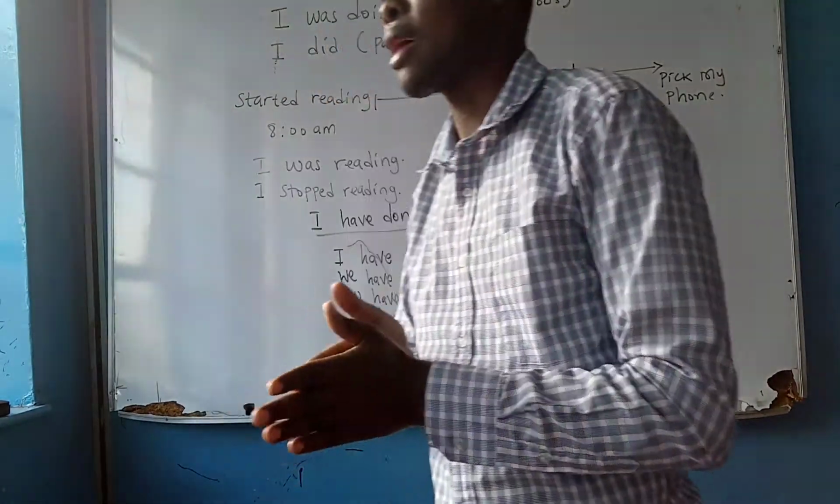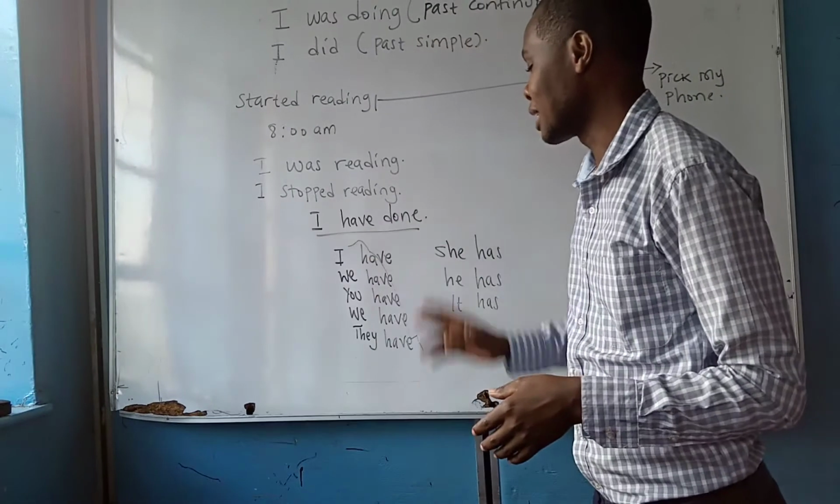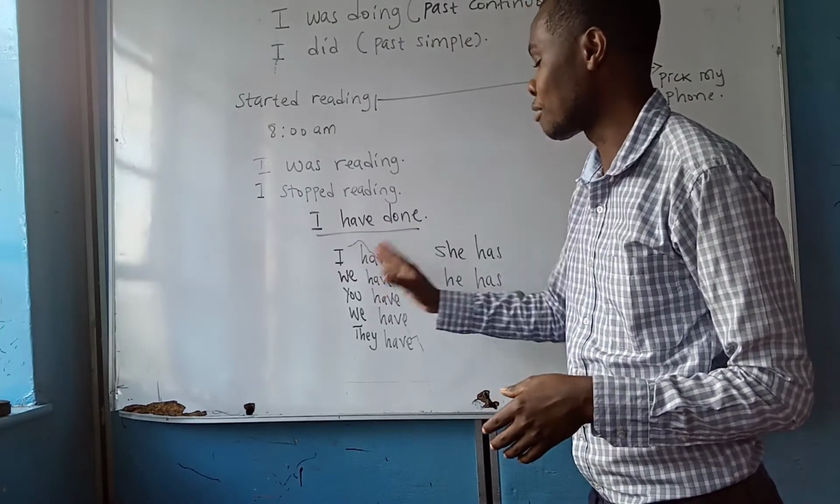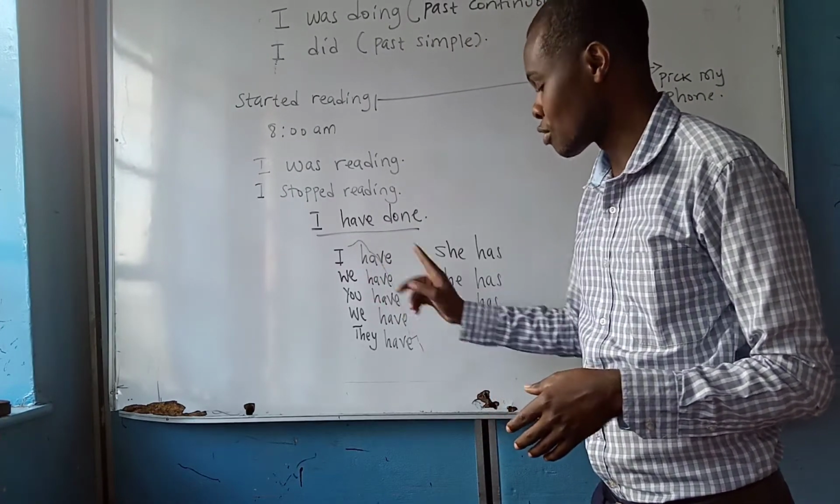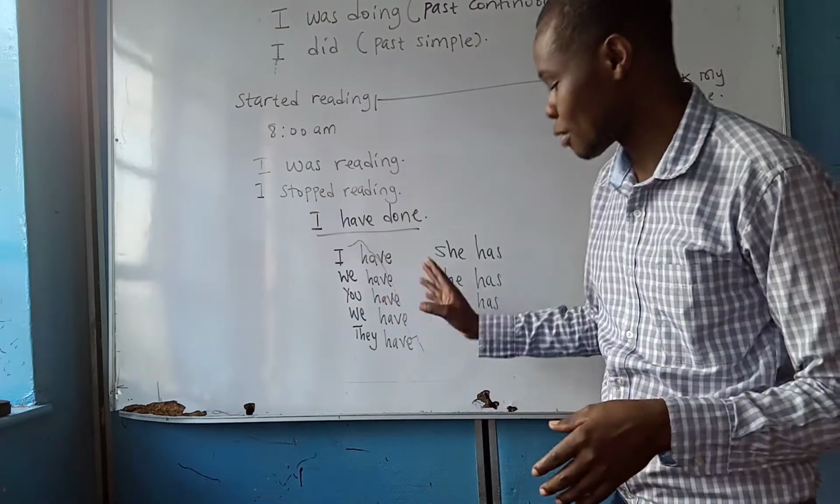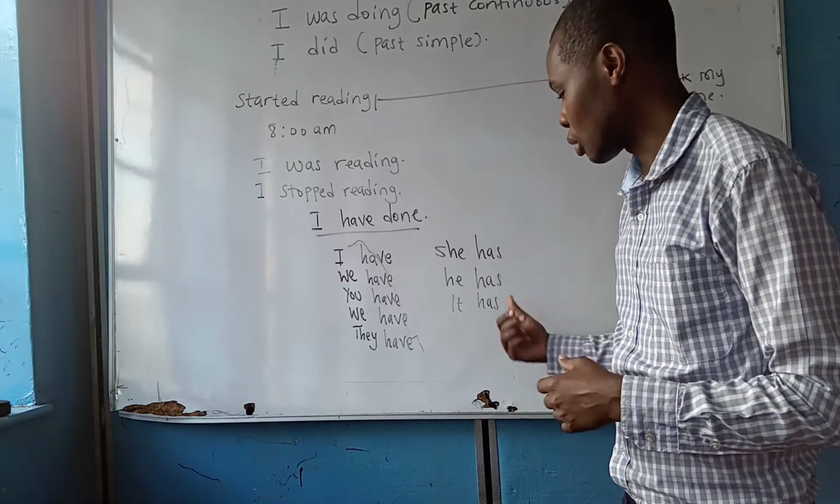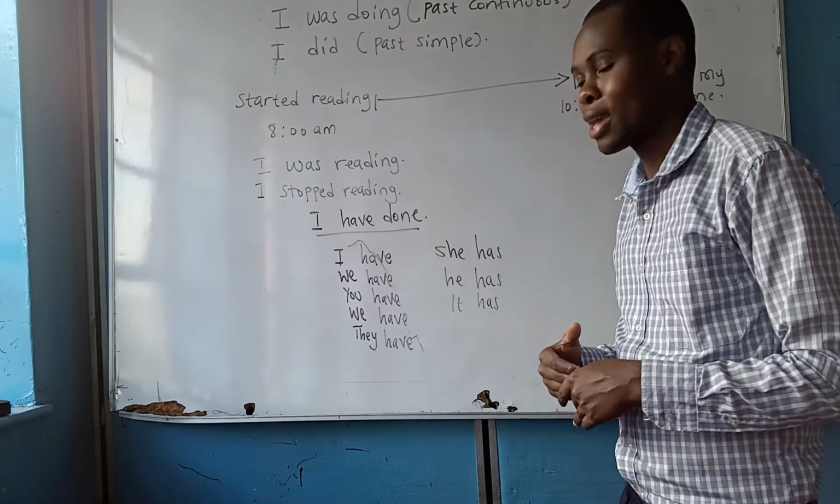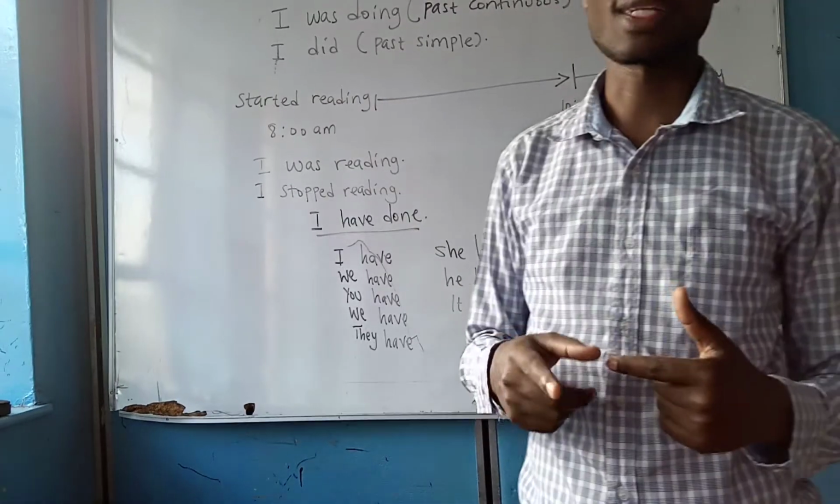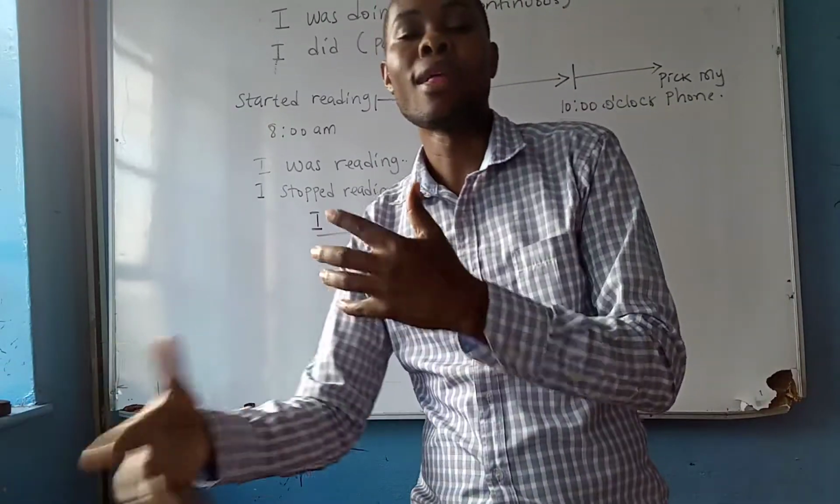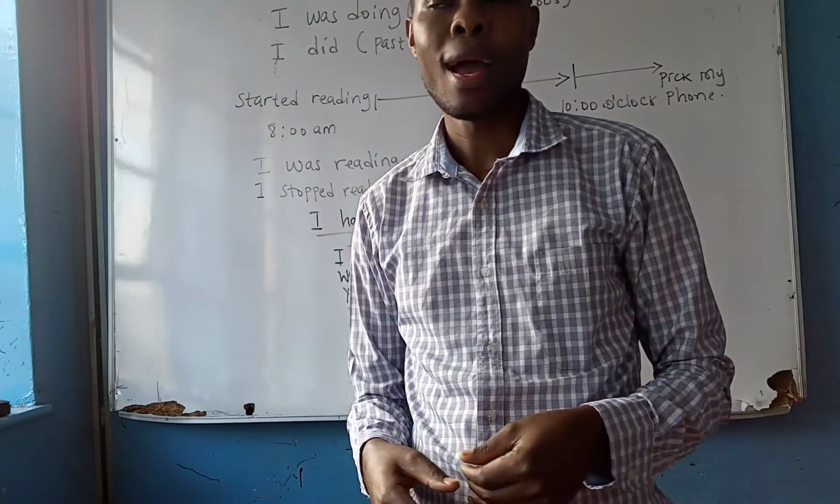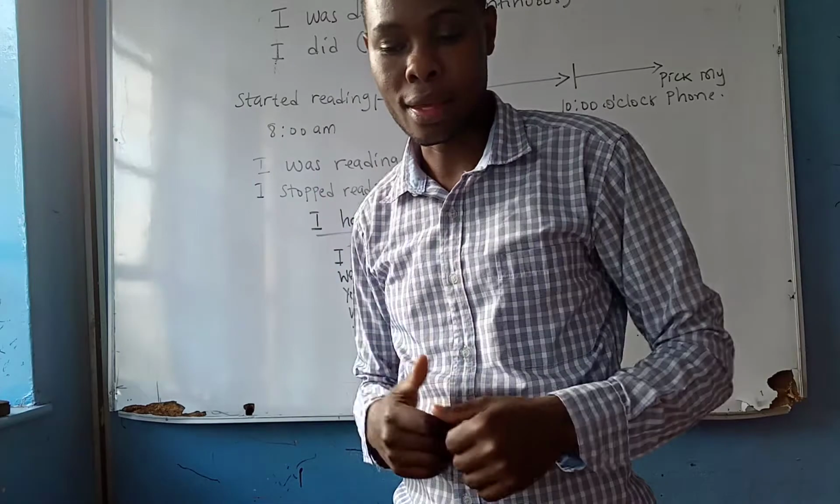The negative is I haven't, we haven't, or we have not. You haven't, or you have not. We haven't, or we have not. They haven't, or they have not. She hasn't, or she has not. He hasn't. Even in questions, you ask questions like this. Have you done this and this? Has she done this and this?